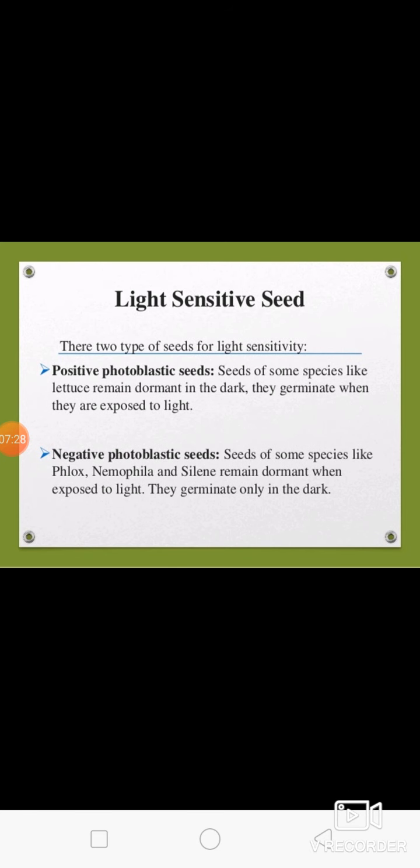Light sensitive seeds. There are two types of seeds for light sensitivity. Positive photoblastic seeds. Seeds of some species like lettuce remain dormant in the dark. They germinate when they are exposed to light. Negative photoblastic seeds of some species like Nemophila and Silene remain dormant when exposed to light. They germinate only in the dark.